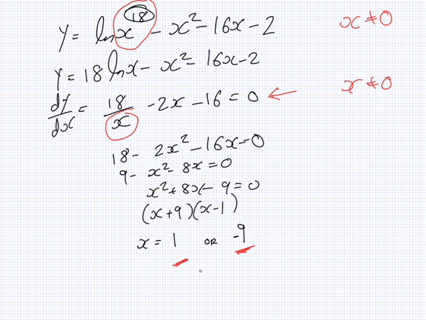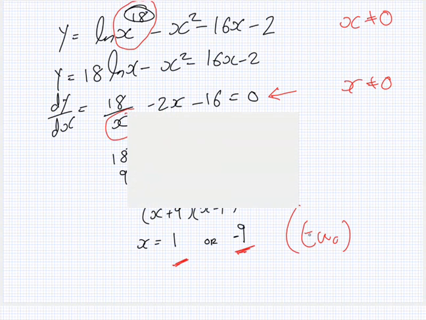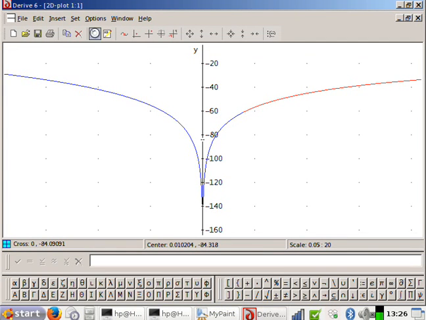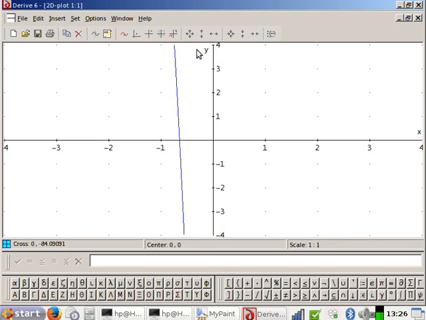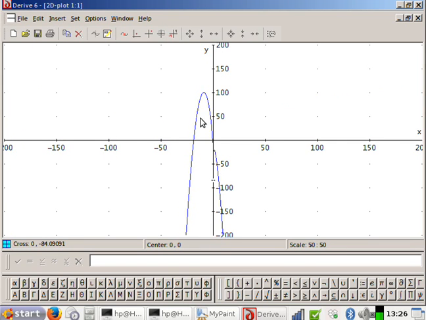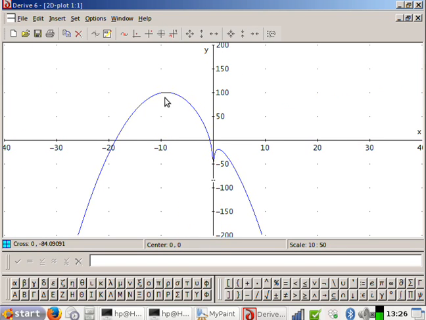So, how many answers do we have? We have 2 turning points, even though it looks like there were 3, it's actually only 2. Okay, so I wanted to do this example to show you how good this method is for finding the turning points.